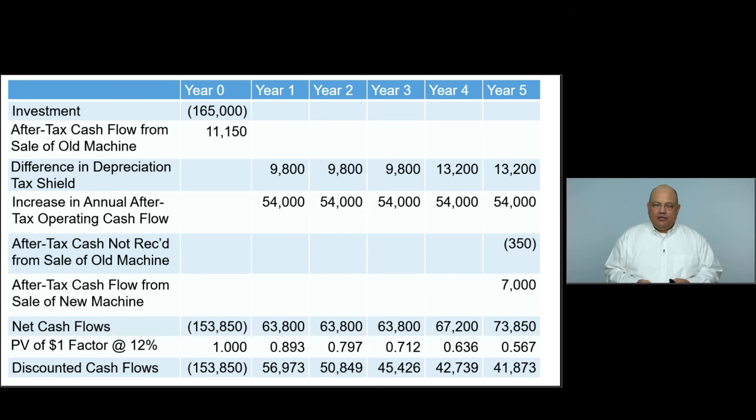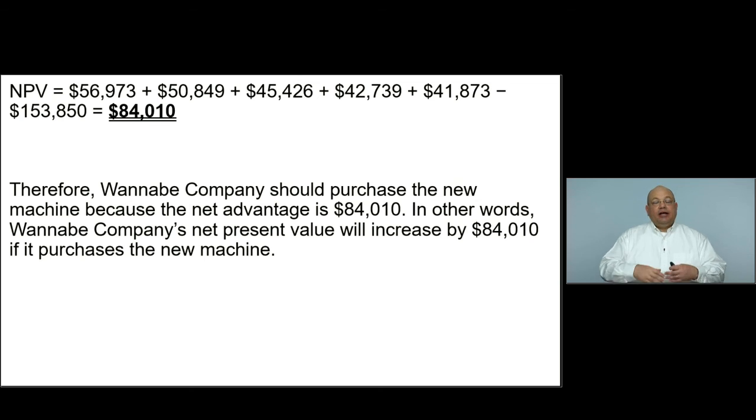We take the present value of each of those at 12% because that was our required return. And we get the discounted cash flows for each year individually. But we do have to add all of those individual cash flows together. We get a net present value of $84,010. So, if wannabe company purchases the new machine, they're going to have an $84,010 net present value from that decision. So the net present value is going to increase by $84,010 if they purchase the new machine.